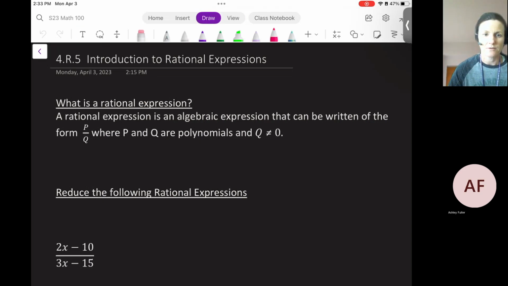Here we begin our discussion of rational expressions. In this case, we are looking at what a rational expression is. And if you remember, rational expressions have to do with fractions. A rational expression deals specifically with when we have a polynomial on the top and a polynomial on the bottom of the fraction, with that polynomial on the bottom never equaling 0.